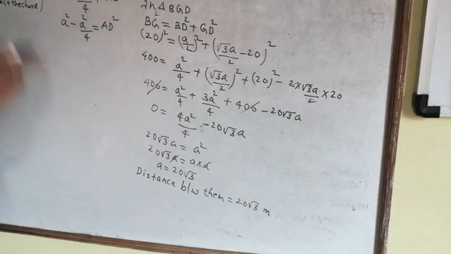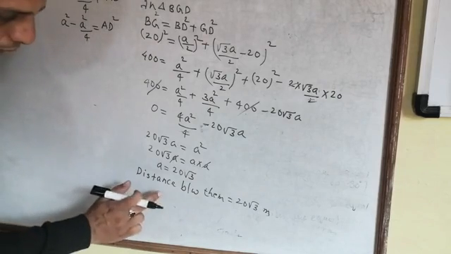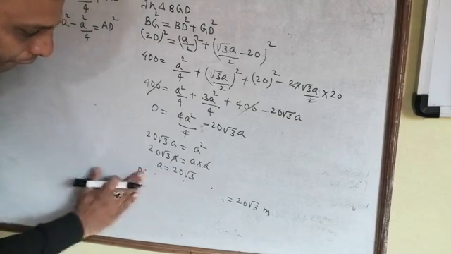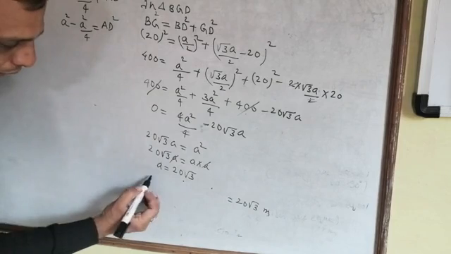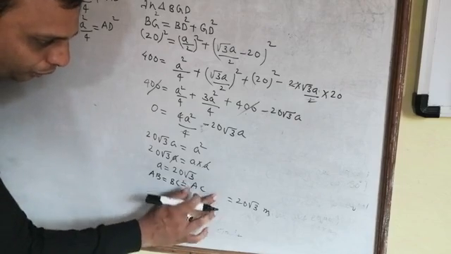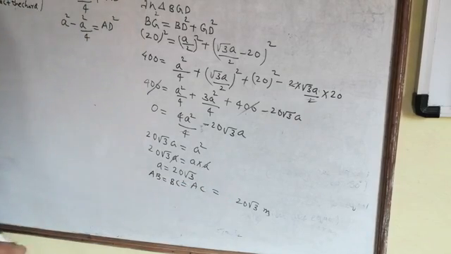The distance between A to B, B to C, and A to C are all equal. So you can write the distance between A to B, B to C, and A to C, all will be 20 root 3. That means the distances between Ankur, David, and Syed will all be equal to each other. 20 root 3 is the answer. So this completes question number 6.